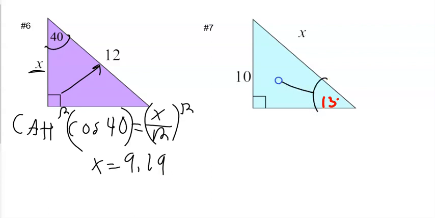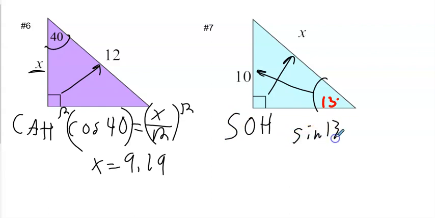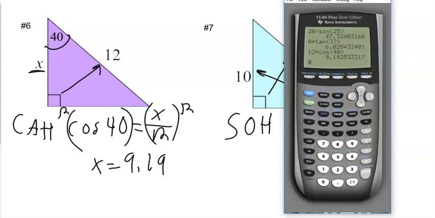13 degrees. What do I have? Opposite hypotenuse. Which one is that? So, sine of 13 degrees equals, what's my ratio? Opposite over hypotenuse. When x is on the bottom, I just switch them. So 10 divided by sine of 13. 44.45.